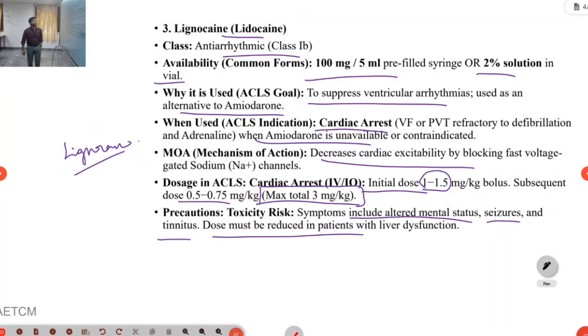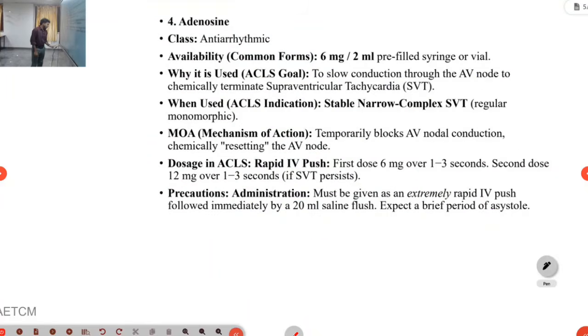So this is about lignocaine. It is an IV preparation. We will be calling it xylocard. When we have to give this one is, if you don't have amiodarone in your workplace, then you can consider this lignocaine. Dosage is 1 to 1.5 mg per kg body weight, followed by 0.5 to 0.75 mg per kg body weight. And the next drug is adenosine.